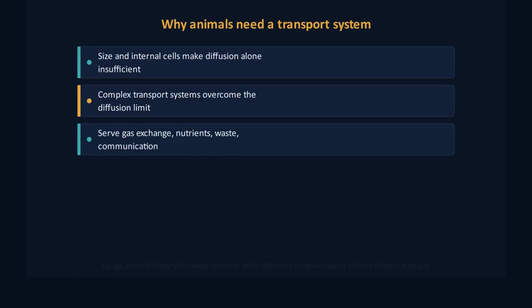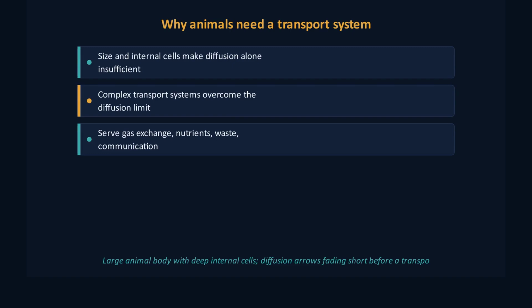Start with the core problem for an animal. Multicellular animals are large, and many of their cells sit deep inside the body, far from the surface where exchange with the outside world happens. That creates real trouble, because diffusion alone is simply not fast enough to supply those internal cells across such distances. Put plainly, direct diffusion to every cell is not sufficient once a body reaches any real size. So multicellular animals require complex transport systems, and those systems exist precisely to overcome the limitations of diffusion that come with their size and the internal placement of their cells.